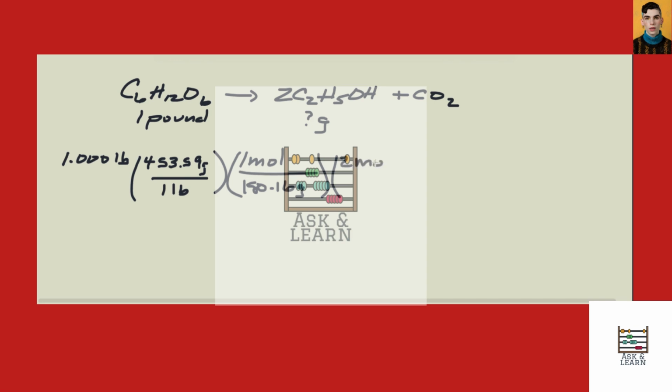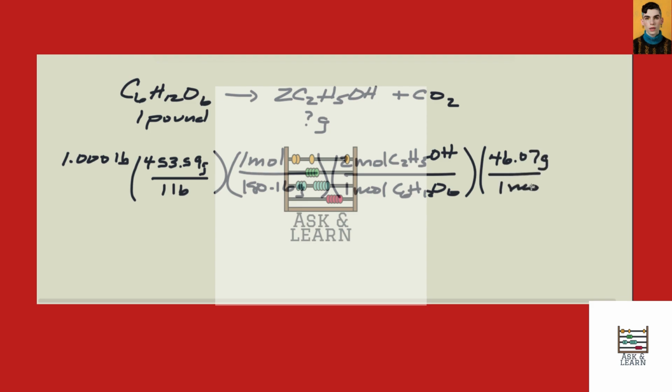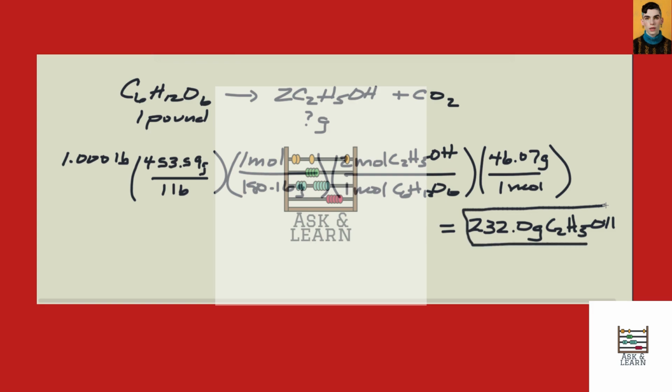And we make 2 moles of ethanol for every 1 mole of glucose from our balanced chemical reaction, our coefficients, our mole ratio. And the molar mass of ethanol is 46.07 grams per mole. And so when we do that math, we find that we can make 232.0 grams of ethanol if we use a pound of glucose.